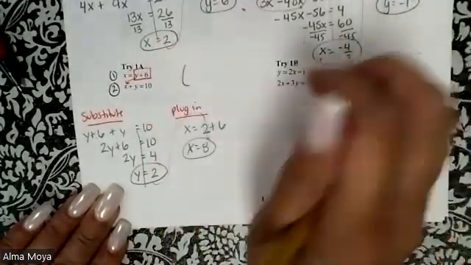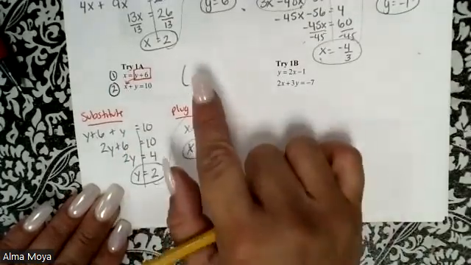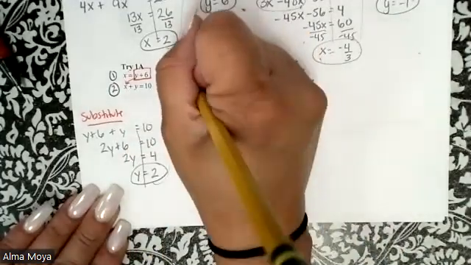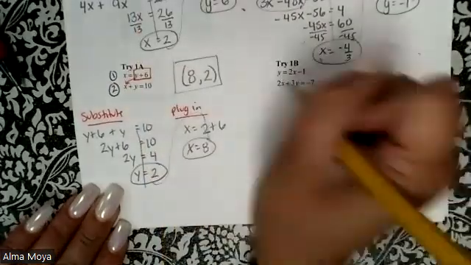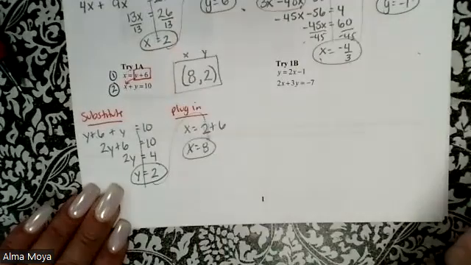Now, when you're writing your point, it doesn't matter that you solved for the y first. The x always goes first. So the x is the number 8, the y is the number 2. The order matters. X is always first, y is always second.